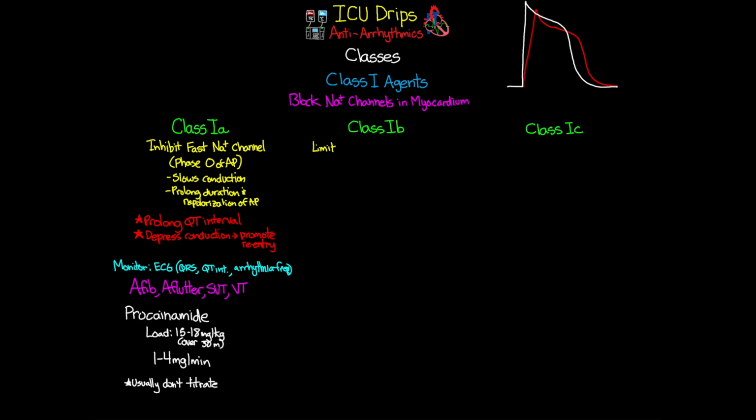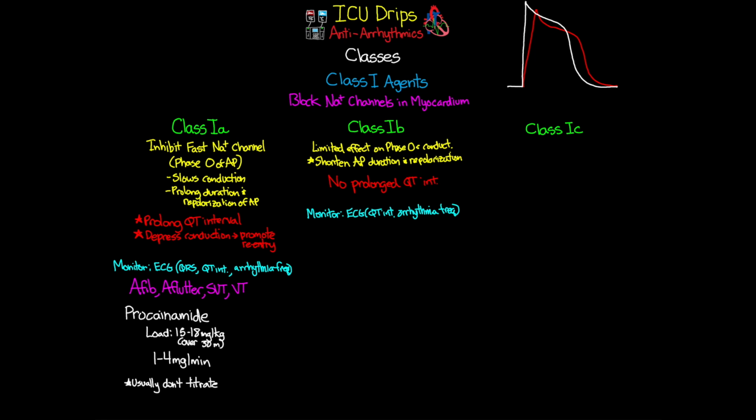The medications in this class actually have a limited effect on our phase 0 depolarization and conduction velocity. These medications, though, are actually going to shorten our action potential duration and repolarization. Nice thing with these medications is they usually don't prolong that QT interval. As always, important to monitor your ECG. We do want to watch for QT interval because they can have this effect, but usually not often, as well as our arrhythmia frequency. And our indication for our Class 1B agents is going to be for VTAC.